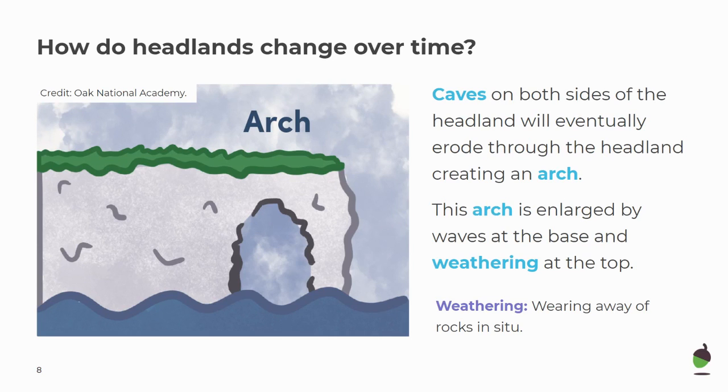If there was a cave on both sides of the headland, they will eventually erode through the headland, creating an arch. This arch is enlarged by waves at the base and weathering at the top. And remember, weathering is the wearing away of rocks in situ, so where they are.